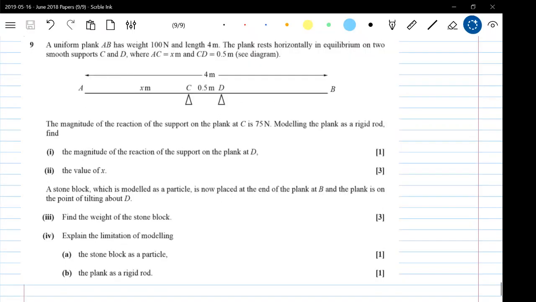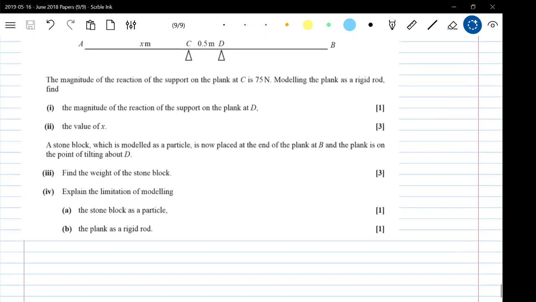So question 9: a uniform plank has weight 100 and length 4. It rests horizontally in equilibrium on 2 smooth supports, where AC is x and CD is 0.5. See diagram. The magnitude of the reaction of the support at C is 75. Modelling the plank as a rigid rod, find the magnitude of the reaction of the support on the plank at D.